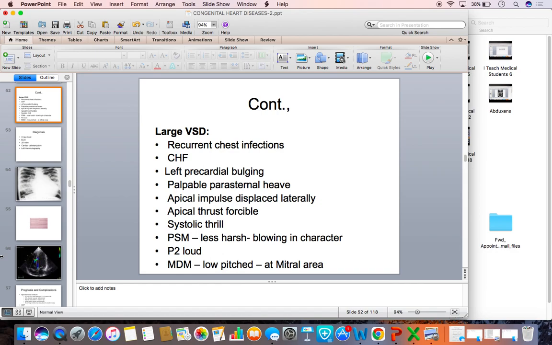Then you will appreciate a pansystolic murmur, which is less harsh than the one you auscultated in the small VSD. It is less harsh and blowing in character. And P2 is loud because of the increasing pulmonary arterial hypertension. P2 becomes loud. And you may appreciate a mid-diastolic murmur, a low pitch rumble, due to increased flow across the mitral valve from the left atrium to the left ventricle.